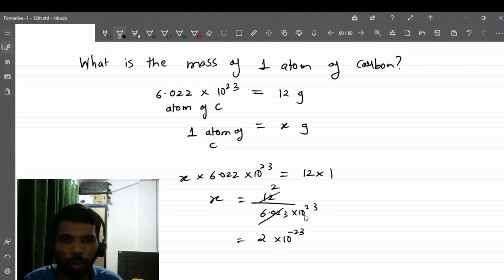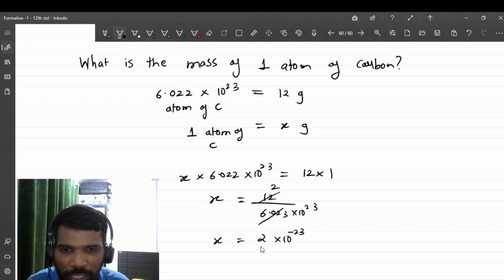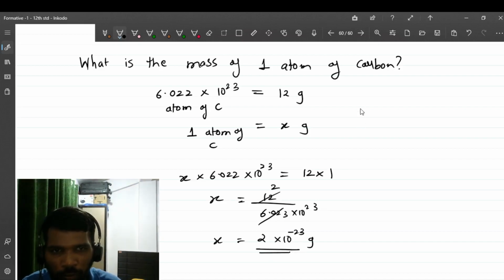This was in the denominator, and it will go to the numerator, right? So I am canceling like this. Does this make sense? 2 into 10 raised to power minus 23 is a very, very small weight. That could be the mass of one atom of carbon.